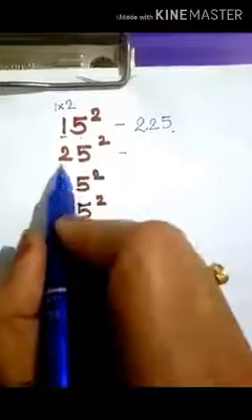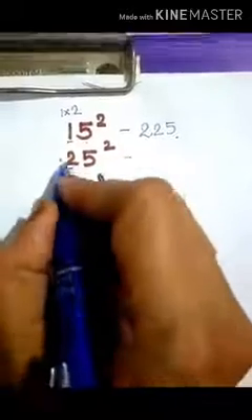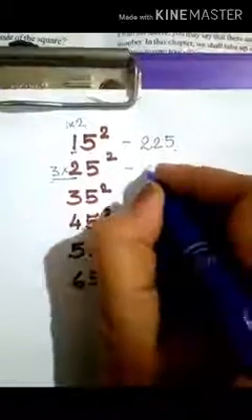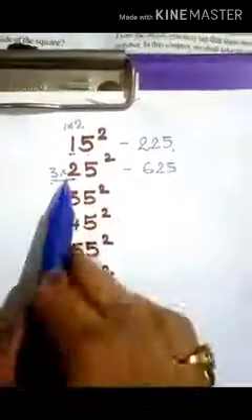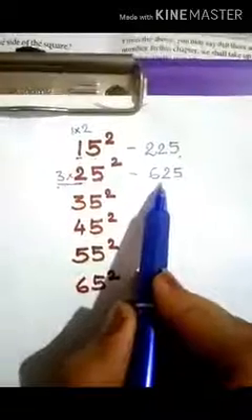Let's see one more example. 2. Multiply 2 with its next number. What comes after 2? 3. So multiply 2 and 3. 2 3s are 6 and 5 5s are 25. So square of 25 is 625.